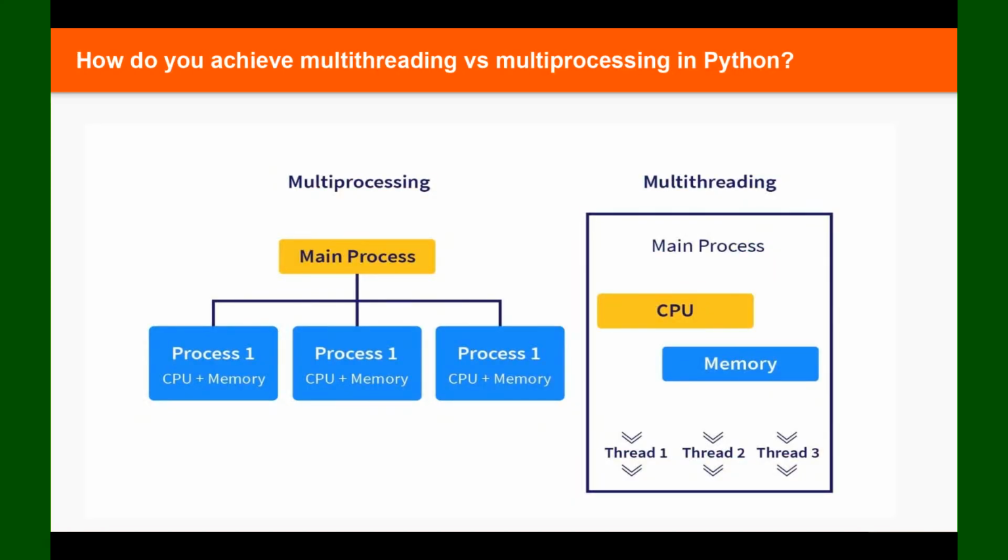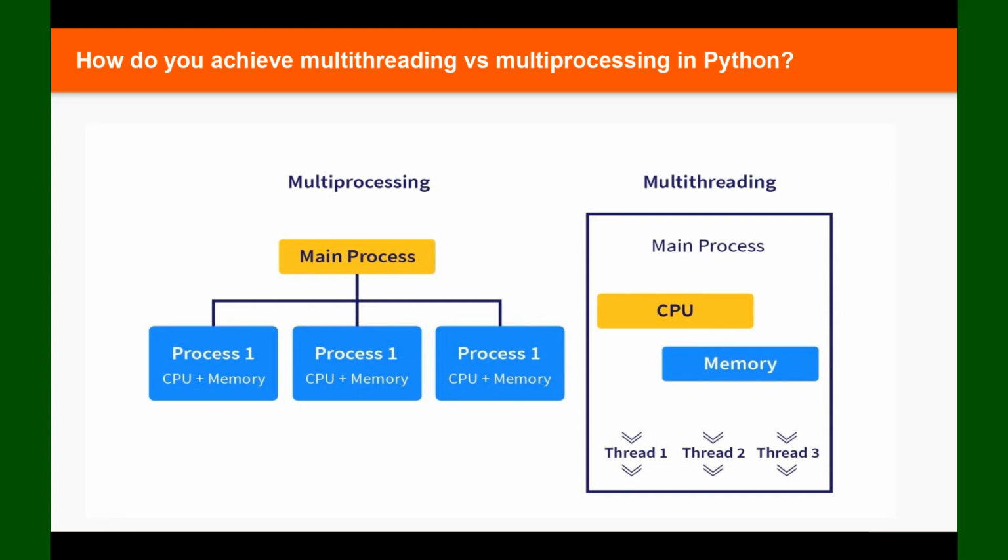Next question. How do you achieve multi-threading and multiprocessing in Python? Multi-threading and multiprocessing are two ways to achieve concurrency, but they work very differently under the hood and are suited for different types of tasks.